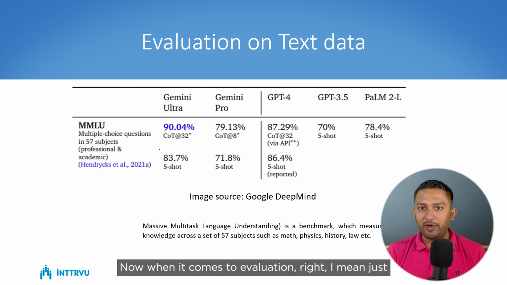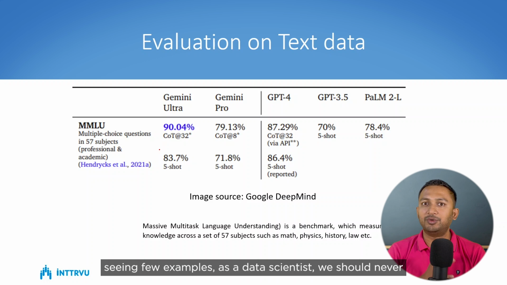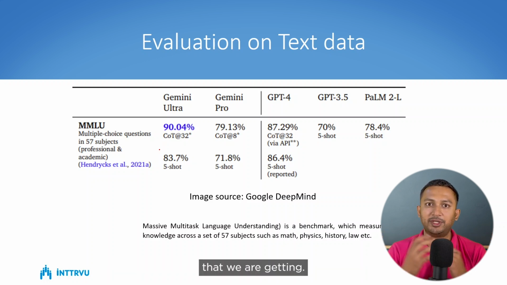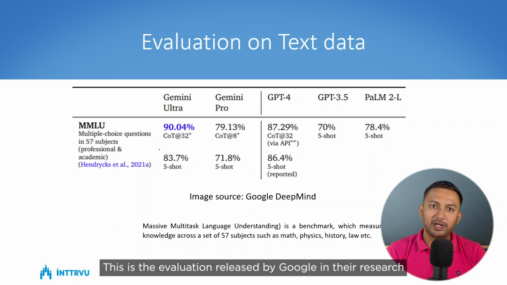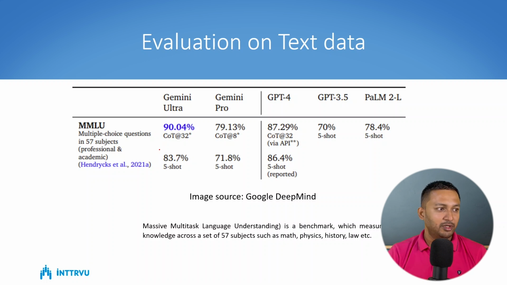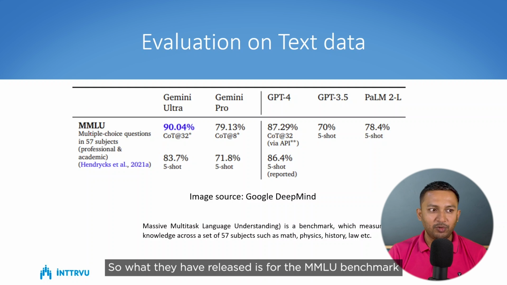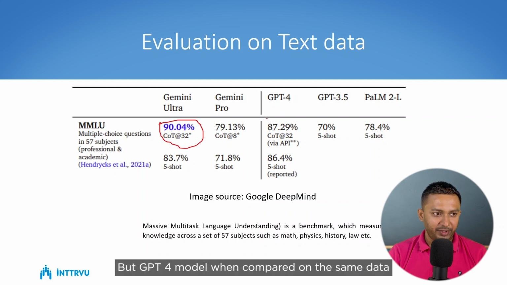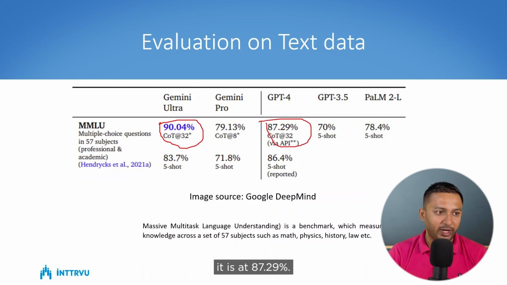Now, when it comes to evaluation, right, I mean, just seeing few examples as a data scientist, we should never trust the model. Where we should really compare is the kind of evaluation that we are getting. Now, this is the evaluation released by Google in their research paper. So what they have released is for the MMLU benchmark, the Gemini Ultra model, which is their most powerful model, it's sitting at 90.04% accuracy. But the GPT-4 model, when compared on the same data, it is at 87.29%.